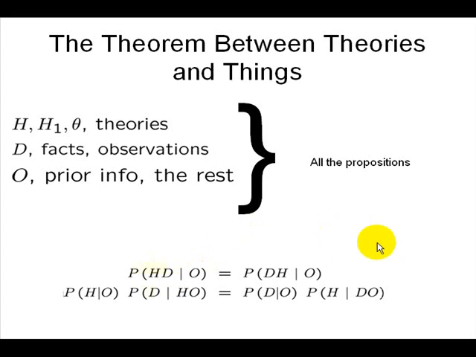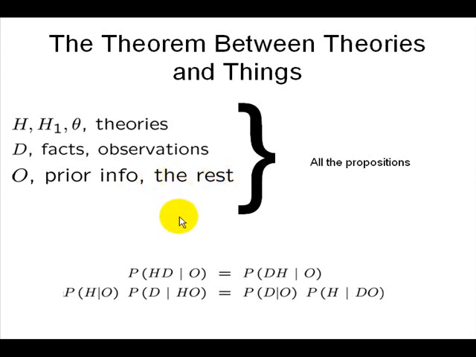Okay, so we have theories, we have facts, or observations, results of experiments, and we have prior information. I like to denote prior information with this symbol here, because it's like an origin. And in prior information, we just sweep everything under the rug. Everything else is prior information.